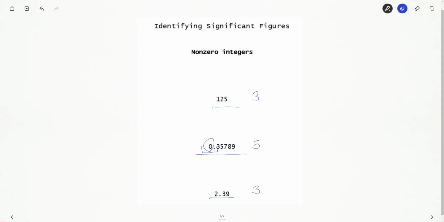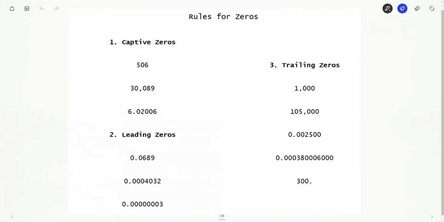All right, that's not a problem. That was just some quick review. Let's go on and jump into these zeros here. All right, so we've got 3 rules that we're going to apply. Let's start with our easiest. Let's start with our captive zeros.